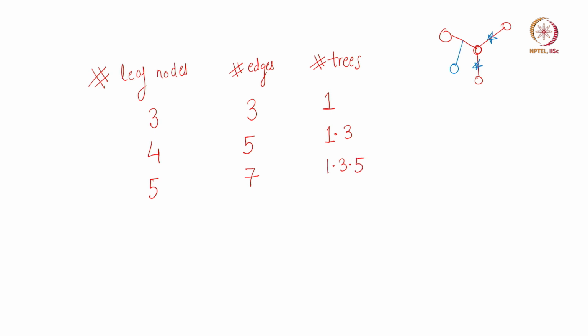And if we continue this to n, we just established that if you have n leaf nodes, then you have 2n minus 3 edges, and this time you will have 1 times 3 times 5, and so on, you can keep on multiplying, up to 2n minus 5. So this is equivalent to (2n minus 5) double factorial. So you can easily see that the number of trees grows exponentially with the number of leaf nodes.